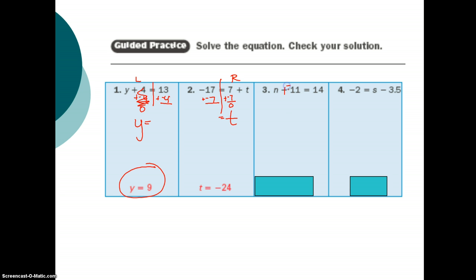First, change subtraction to adding the opposite. Now you can see the variable's on the left side, so I need to move the negative 11. Let's add the opposite, which is positive 11. Negative 11 plus 11, they're opposites, they become 0. 14 plus 11 equals 25.